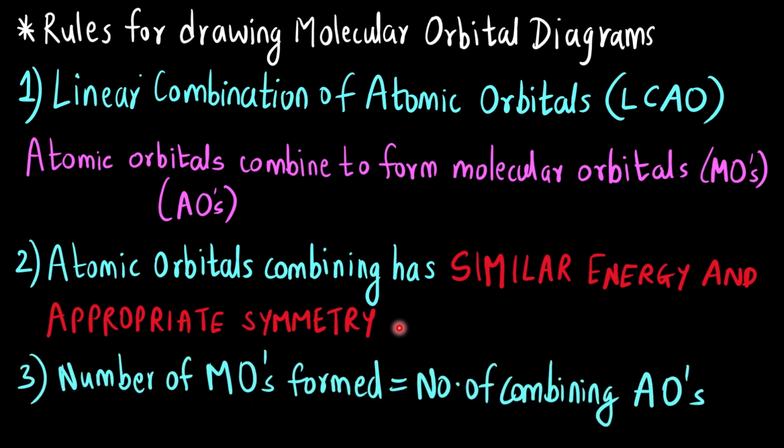And the last one is, how many molecular orbitals will be formed? It will be the same as the number of atomic orbitals that are combining. Let's say 2 atomic orbitals are combining, we will get 2 molecular orbitals. 4 atomic orbitals combining, we will get 4 molecular orbitals. 6 atomic orbitals combining, we will get 6 different molecular orbitals. Okay, these are the 3 important rules that we have to remember.